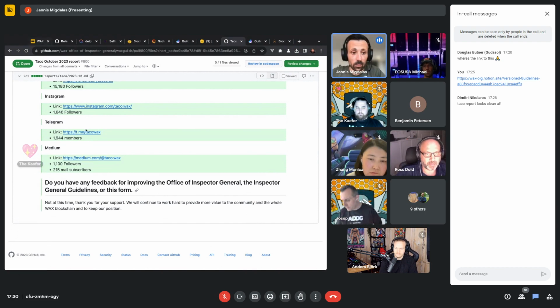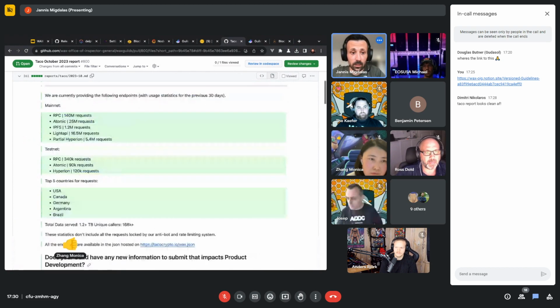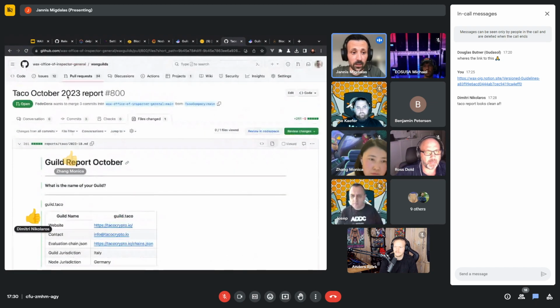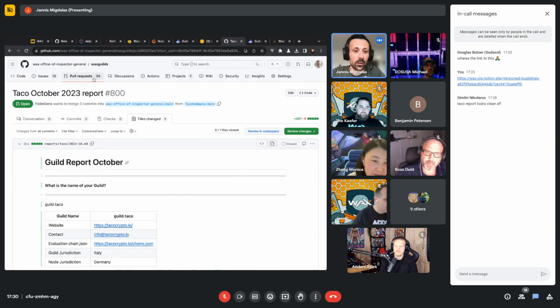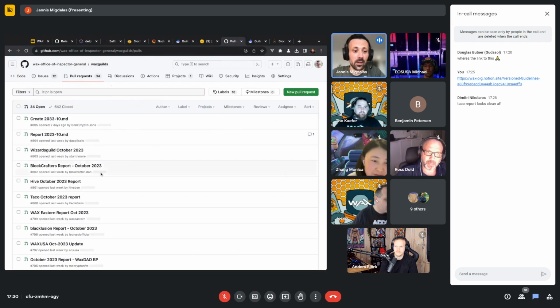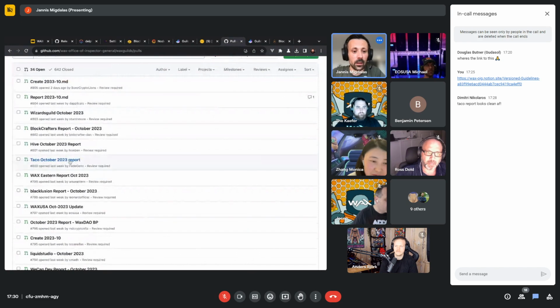So concluding, that's a pretty slick report. The title is perfect. It is actually a markdown file. It has the correct date. That's how it should be done. You can find it inside the WAG skills repository in pull requests. That's where we receive all our reports, and then it's here.